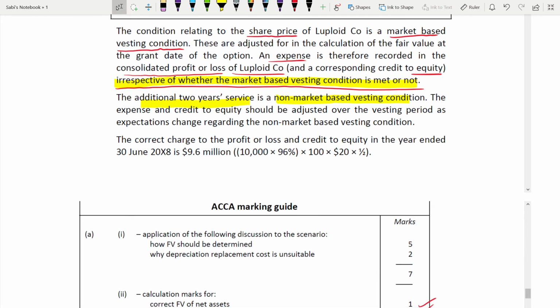Now you're doing the calculation. If you see, the calculation is just one line, but so much discussion is required. So the correct charge to P&L and the credit to equity in the year ended 30th June, because they specifically told 30th June 2008, how much it is.